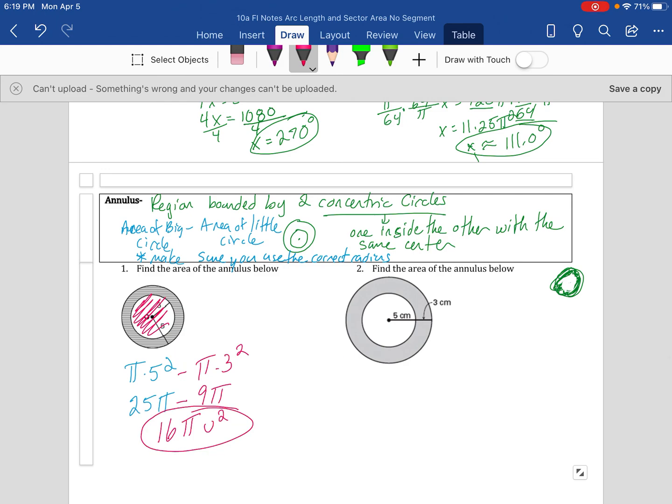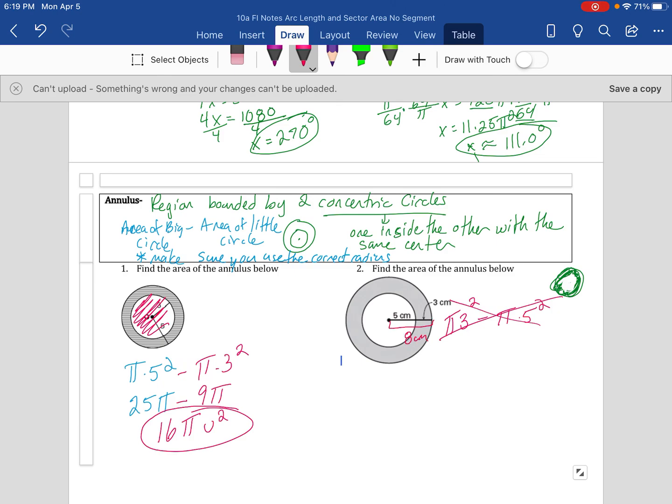And if you're not given anything, it should be units squared. All right. This one's a little tricky because I know a lot of you want to do pi 3 squared minus pi 5 squared. That is definitely not the case. First of all, it's going to give you a negative answer. Okay. What you need is the area of the big circle.